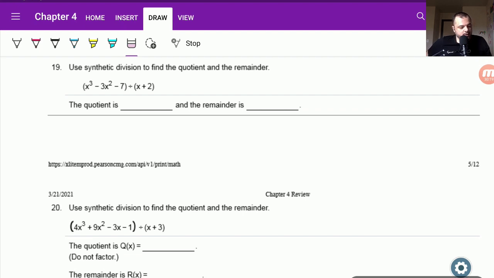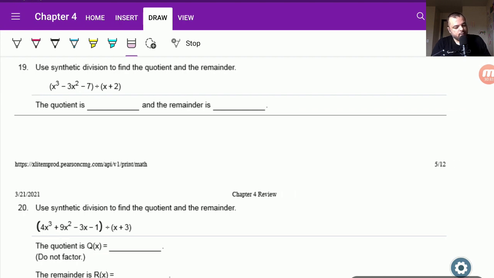Use synthetic division to find the quotient and the remainder. We are given the dividend and divisor: x to the power of 3 minus 3x squared minus 7, divided by x plus 2. So we are going to use synthetic division to find the quotient and the remainder.